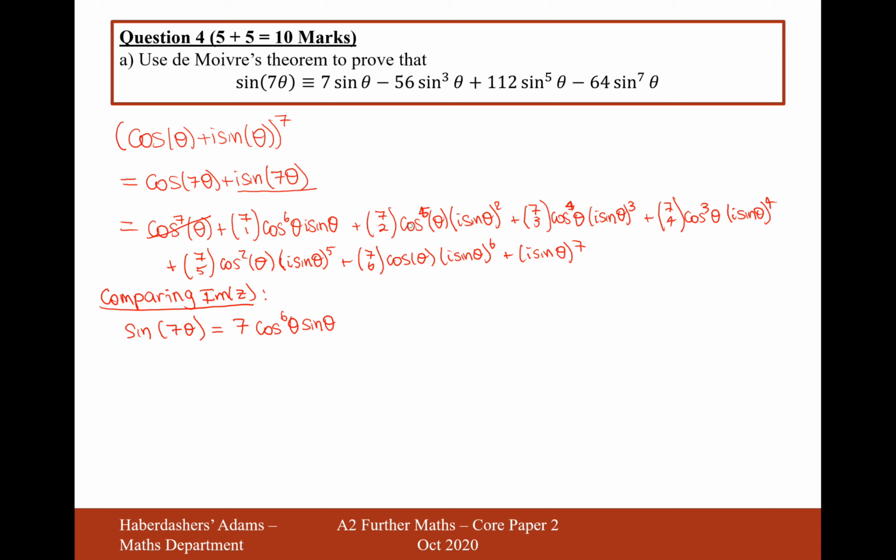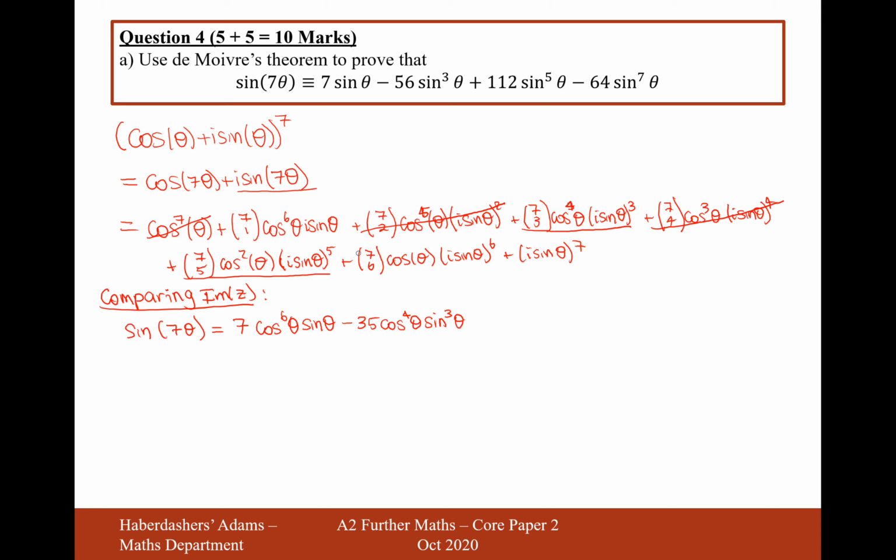We just drop the i. This bit here will not have an i in front of it because i squared simplifies to minus 1. This bit here will have an i in front of it, but given that it's i cubed, it's going to be minus i. So it's going to be minus 7 choose 3, which is 35, 35 cos to the power of 4 theta sin cubed theta, because the i is being cubed as well, so it's minus i, and we've dropped the i but kept the minus. This one here will not have an i because it's i to the power of 4.